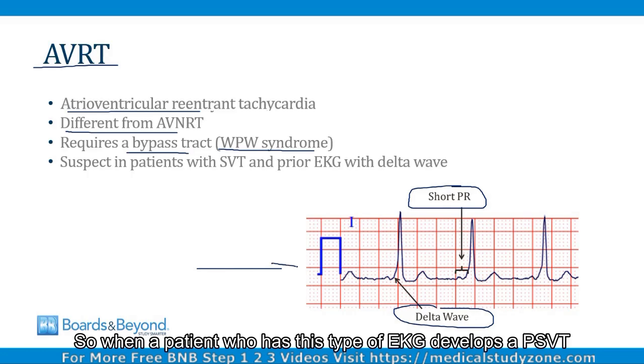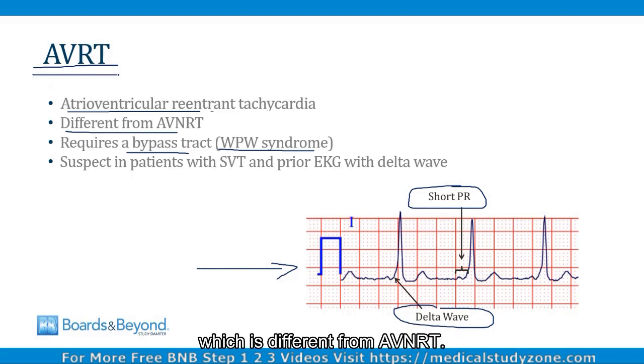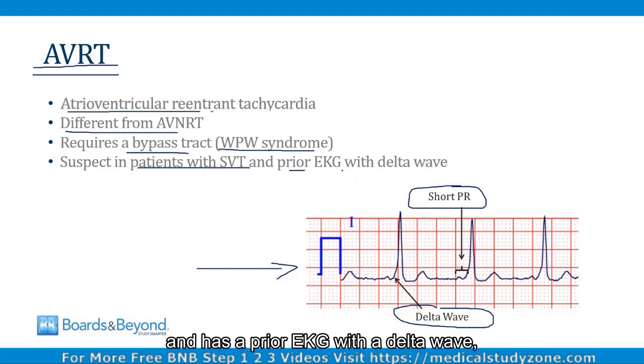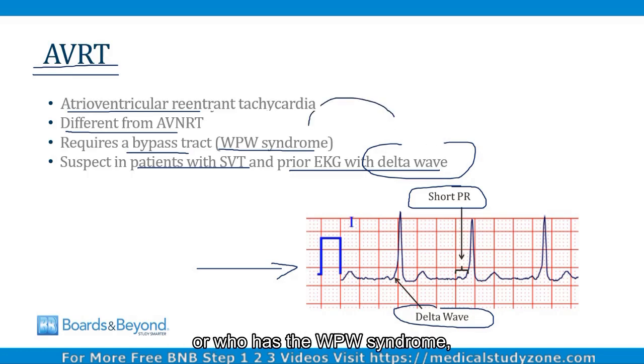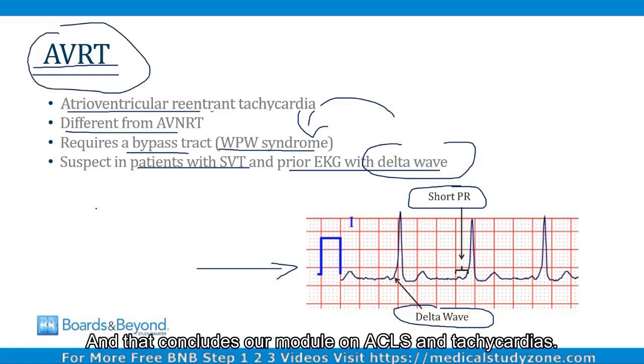So when a patient who has this type of EKG develops a PSVT, that patient most likely has gone into the arrhythmia AVRT, which is different from AV-NRT. The treatments for AVRT are similar but slightly different from AV-NRT. It can be treated with AV nodal slowing agents and there are surgical options. But the main thing you want to know at the non-cardiologist level is that a patient who develops an SVT and has a prior EKG with a delta wave or who has the WPW syndrome, the most likely arrhythmia in that case is AVRT. And that concludes our module on ACLS and tachycardias.